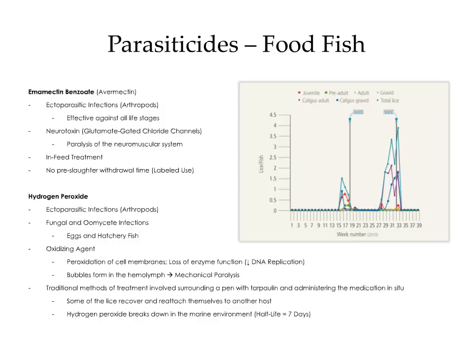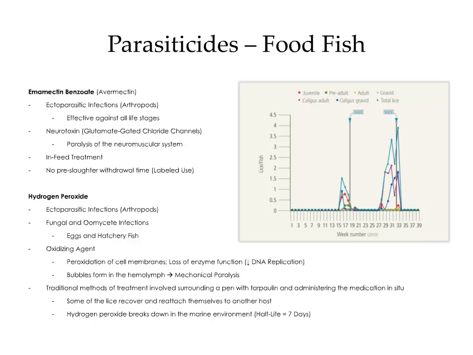Emamectin benzoate is an avermectin more commonly known as Slice. This is used to treat ectoparasitic infections, specifically arthropods. This drug is effective against all of the life stages of the salmon louse. It's a neurotoxin that specifically targets glutamate-gated chloride channels, causing paralysis of the neuromuscular system. Emamectin benzoate is administered as an in-feed treatment. When used appropriately, it has no pre-slaughter withdrawal time.